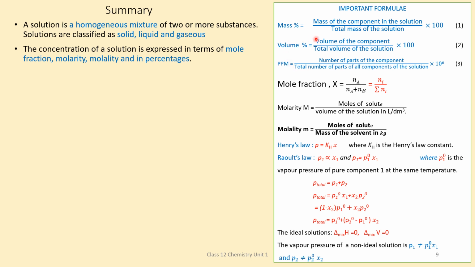Mass percentage is mass of the component in the solution divided by total mass of the solution into 100. Volume percentage is volume of the component divided by total volume of the solution into 100. Parts per million is number of parts of the component divided by total number of parts of all components of the solution into 10 to the power of 6. Please note it is 10 to the power of 6.